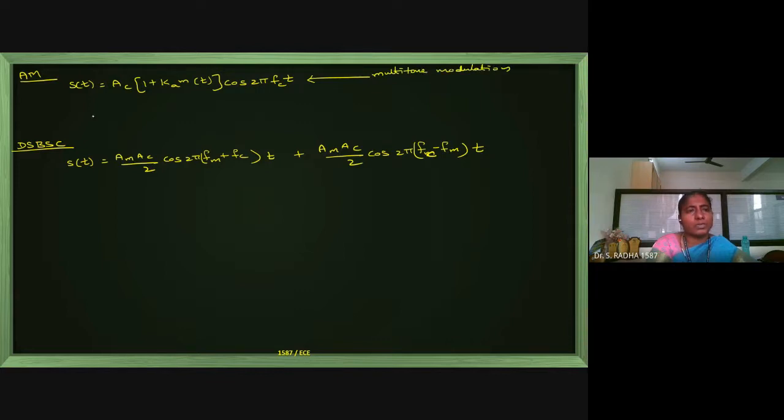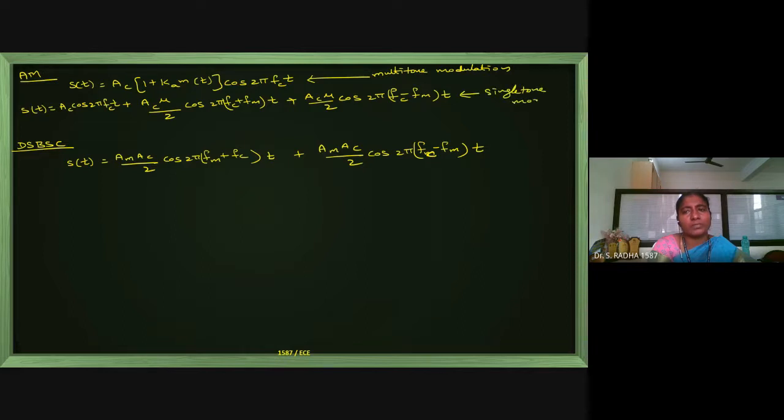In single tone, s(t) = Ac cos 2πfct + (Ac μ/2) cos 2π(fc + fm)t + (Ac μ/2) cos 2π(fc − fm)t. This is about single tone modulation.